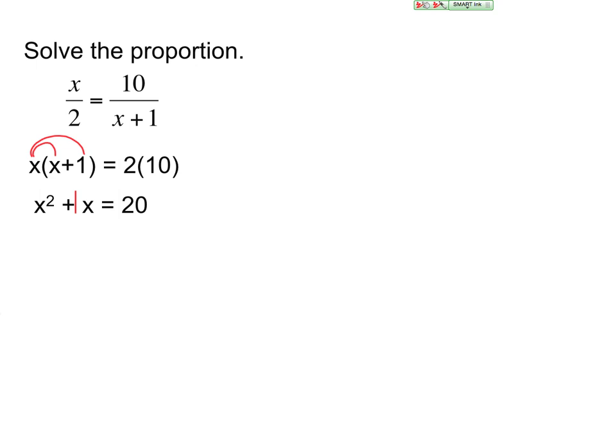We have to pick out what the a, the b, and the c are, but to do that, you have to get the equation equal to 0. So where we're at in this problem, subtract 20 from each side, so that you have x squared plus x minus 20 equals 0. It has to be equal to 0 before you can pick out your a, b, and c.